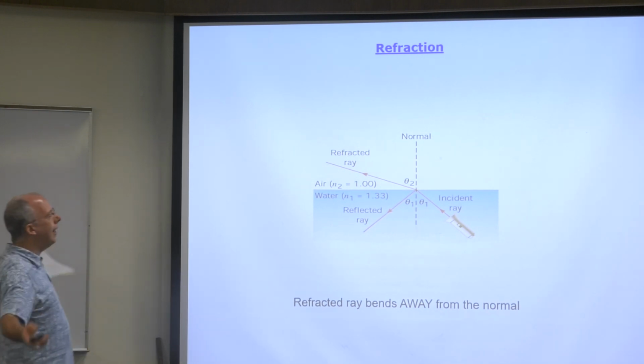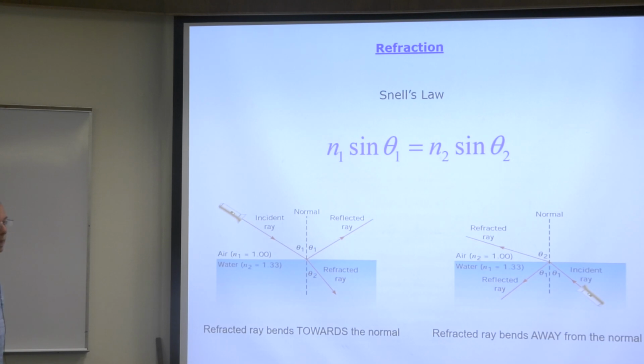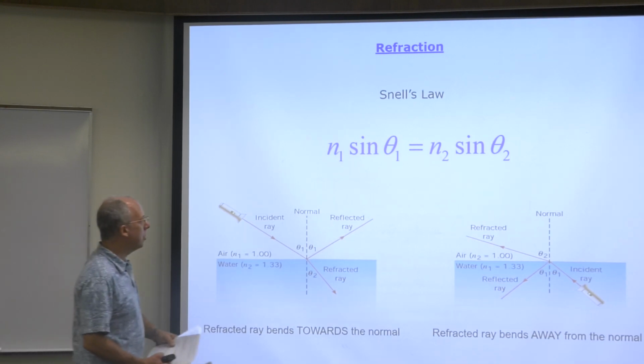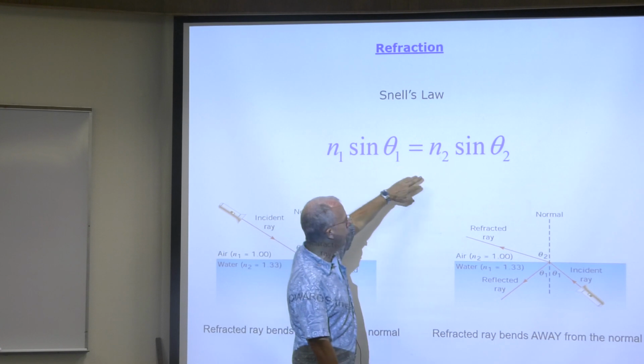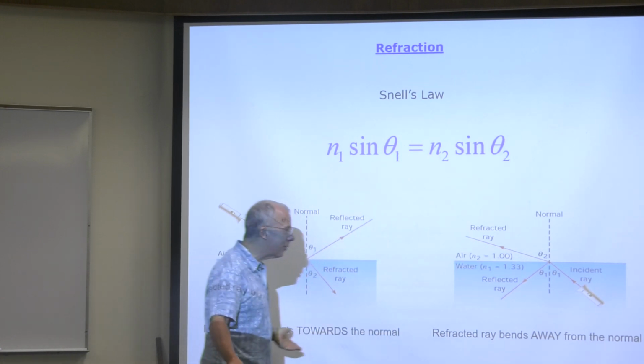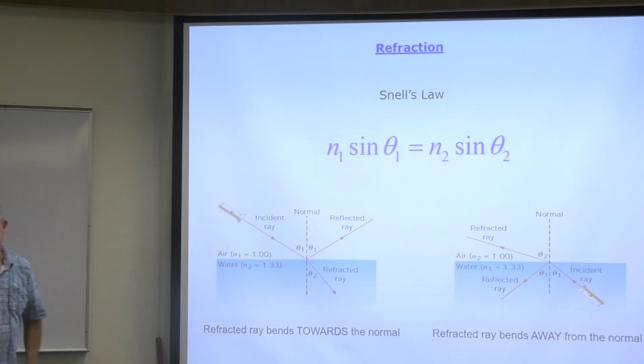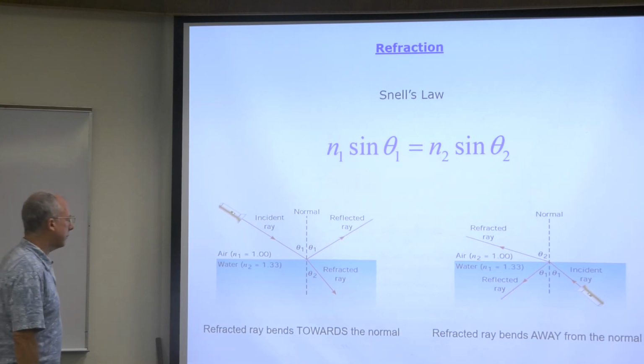So, how do you explain that? You explain that with something called Snell's law. Snell's law just says n1 sine theta 1 equals n2 sine theta 2. There, you got it? That's all there is to it. Now, there's one little thing you got to be aware of.